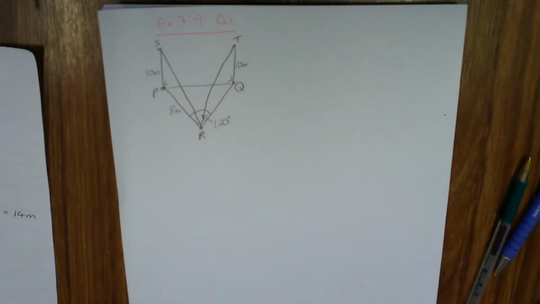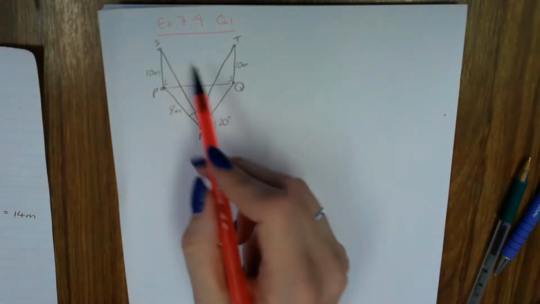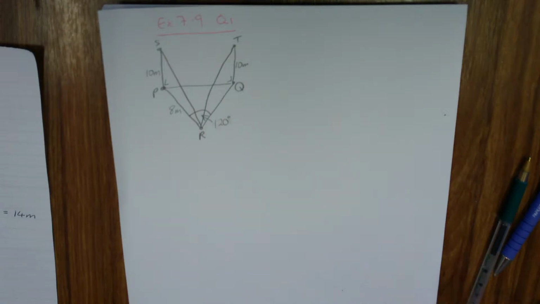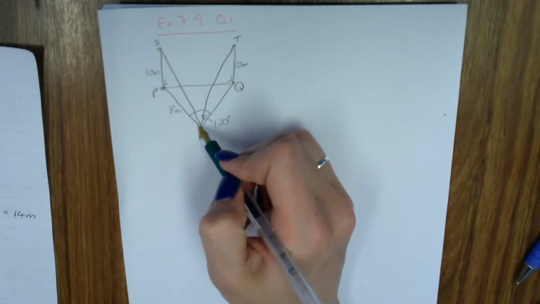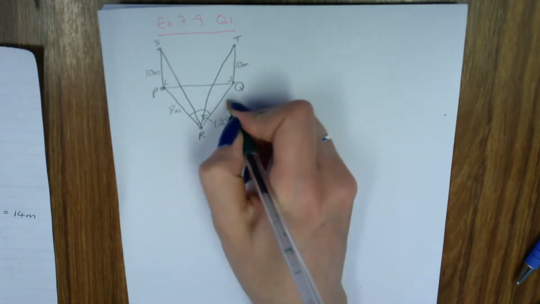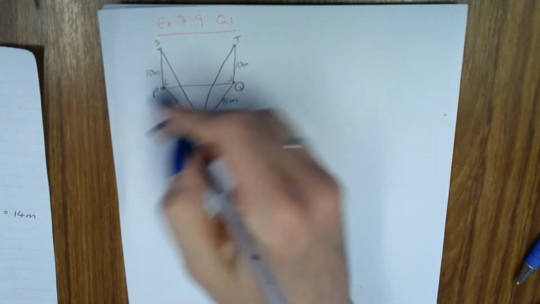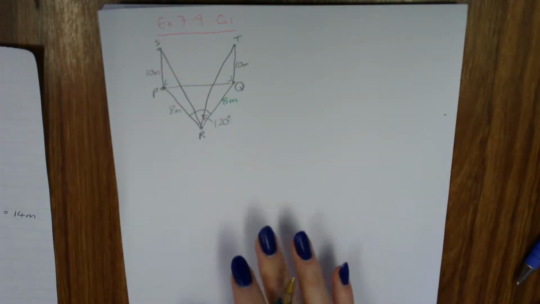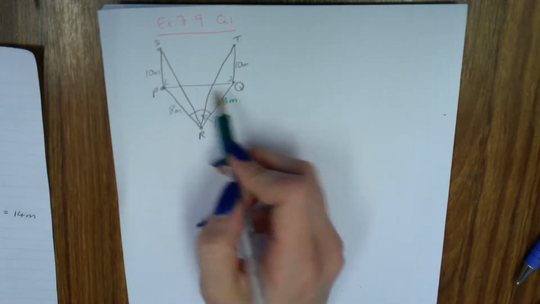Okay, exercise 7.9, question 1. So we just have a sketch here of the information that's given in the question. Just to add in, it tells that PR is 8 meters and so is RQ. So just to fill that out on the diagram that they've given. So the first thing we're asked to do is to find the distance between PQ.